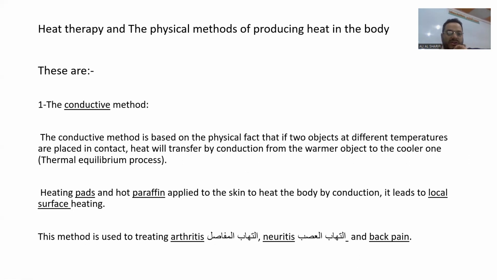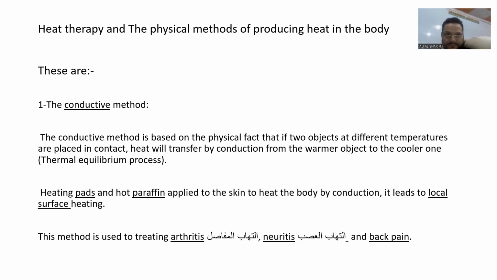Let's illustrate each one. The conductive method means I will use two parts with different temperatures to use the thermal equilibrium process between these bodies. The first one has an increased temperature. The second has less. By that, I can increase the temperature of the object which has the lower temperature by using the thermal equilibrium process. Heating baths are a good example.